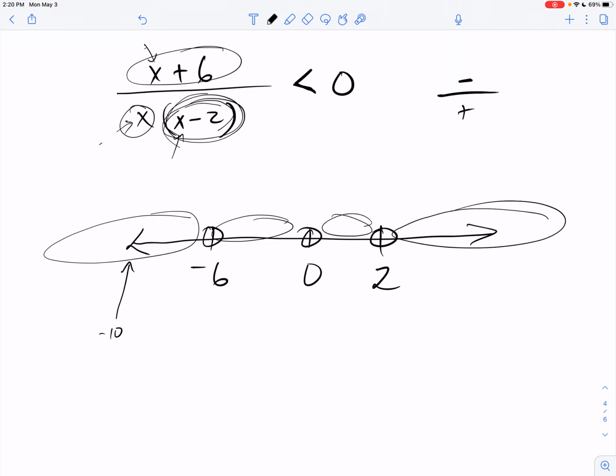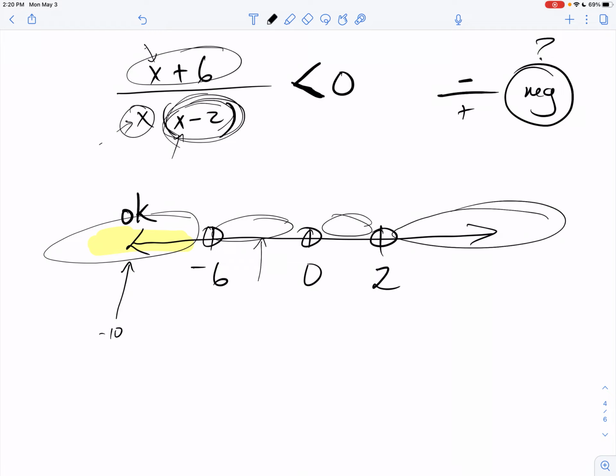Is that valid for what we want? Do we want a negative out of this thing? And the answer is, yes, we do. So this stuff right here, that stuff's good. That's okay. That passed the test.